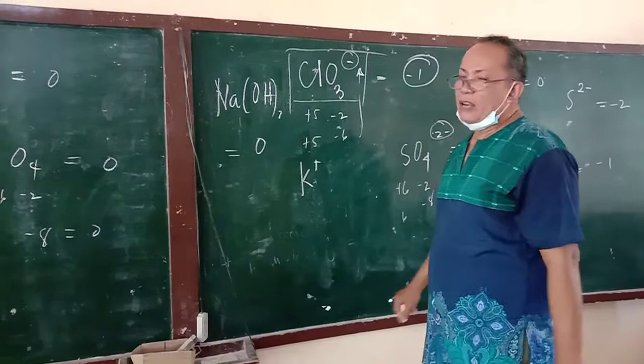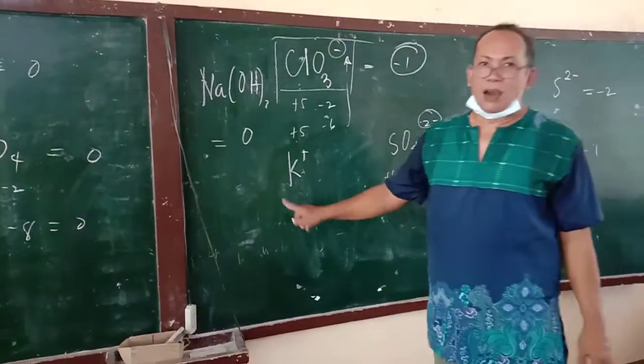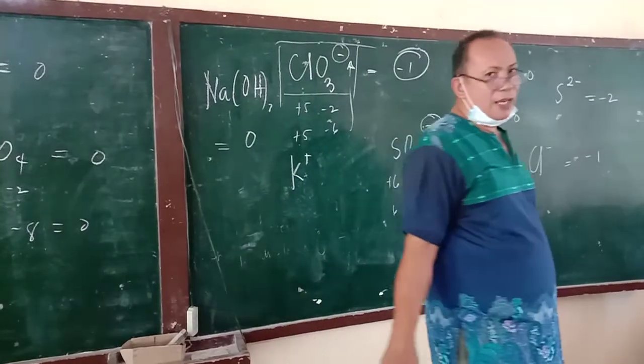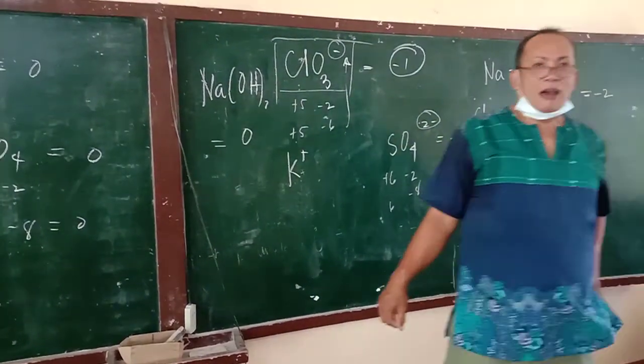Why positive 1 for potassium? Because it belongs to group 1A. We base this on the periodic table, where it belongs to group 1A.